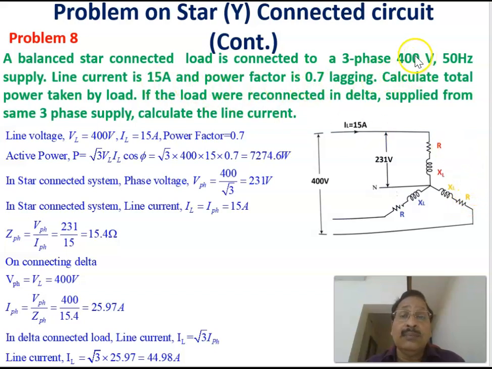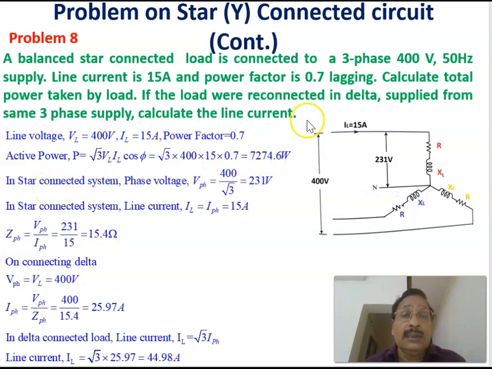In that one, the line voltage is given as 400 volts and line current is given as 15 amperes. First, you have to find out the power consumed. Power consumed is P equal to root 3 VL IL cos phi. In that one, VL is given, IL is also given, and cos phi is also given, 0.7 lagging. Therefore, the active power is equal to root 3 VL IL cos phi, which gives 7274.6 watts. That is the active power.